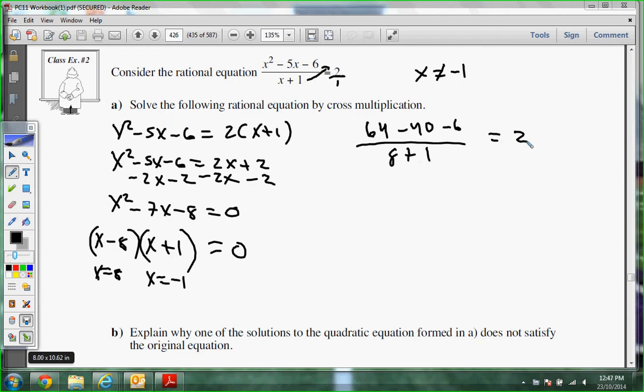Okay, 64 minus 40 is 24. Minus 6 is 18. 8 plus 1 is 9. Is 18 over 9 equal to 2? Yes, so that one's verified. So we're good with this one.